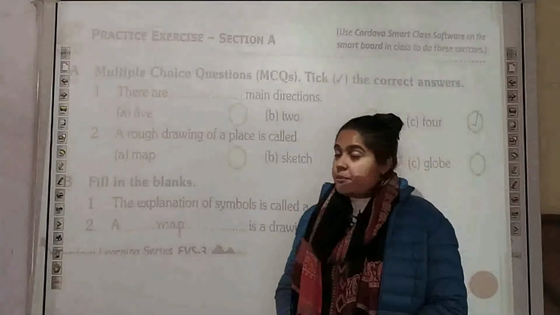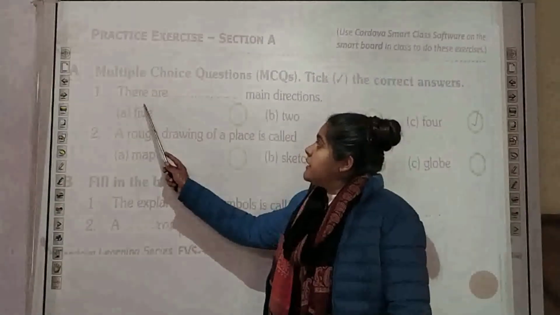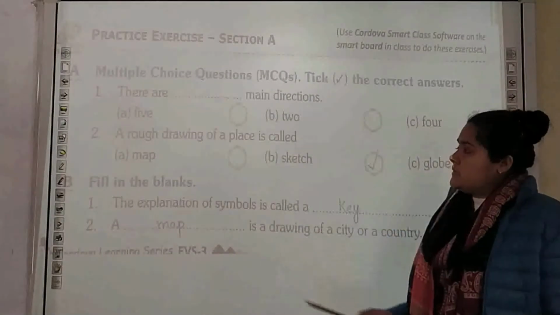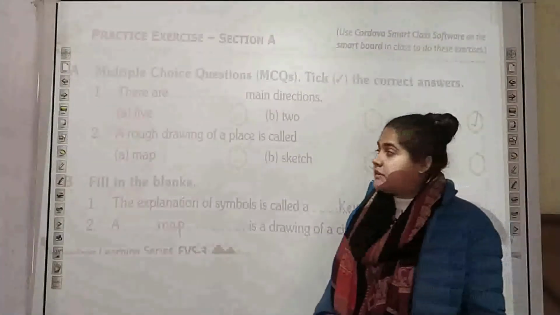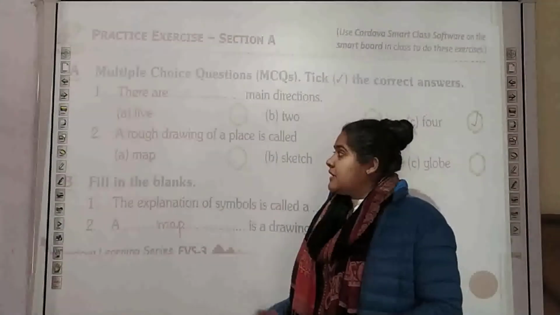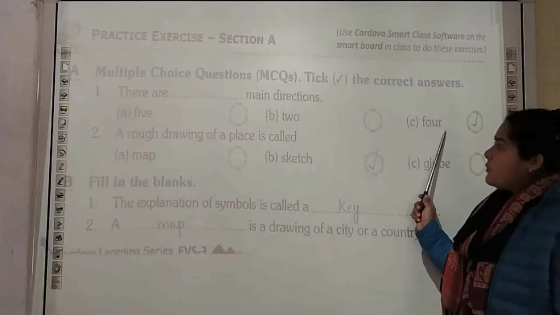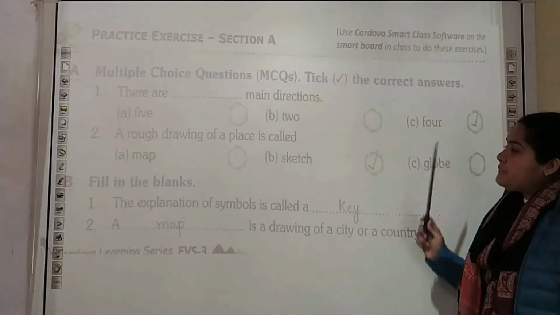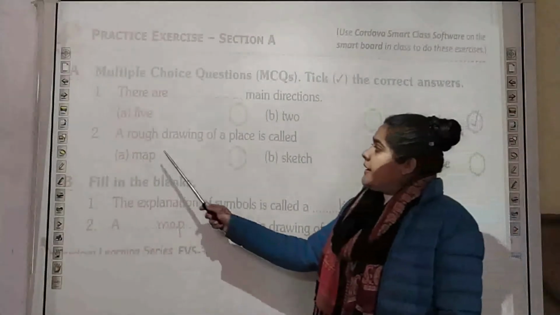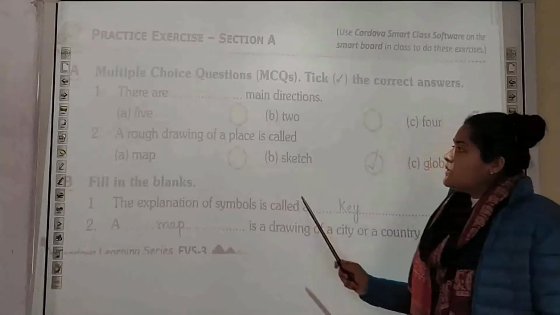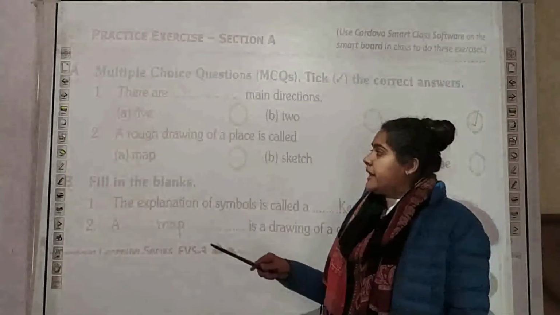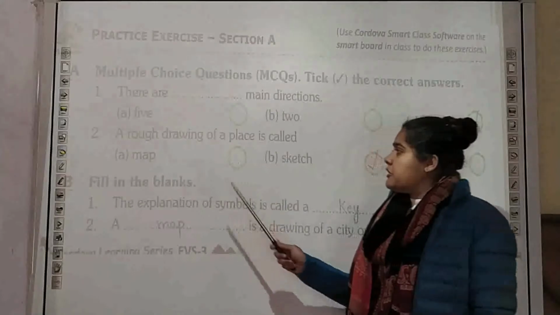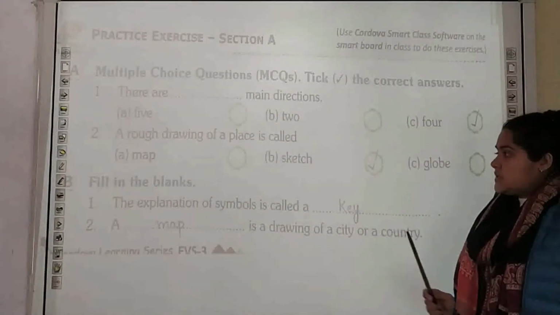So first multiple choice question here is: there are dash main directions. This is the very beginning we have discussed. How many main directions are there? There are 4 main directions. The next is: a rough drawing of a place is known as. So if you roughly draw a diagram of any place, it is known as your sketch.